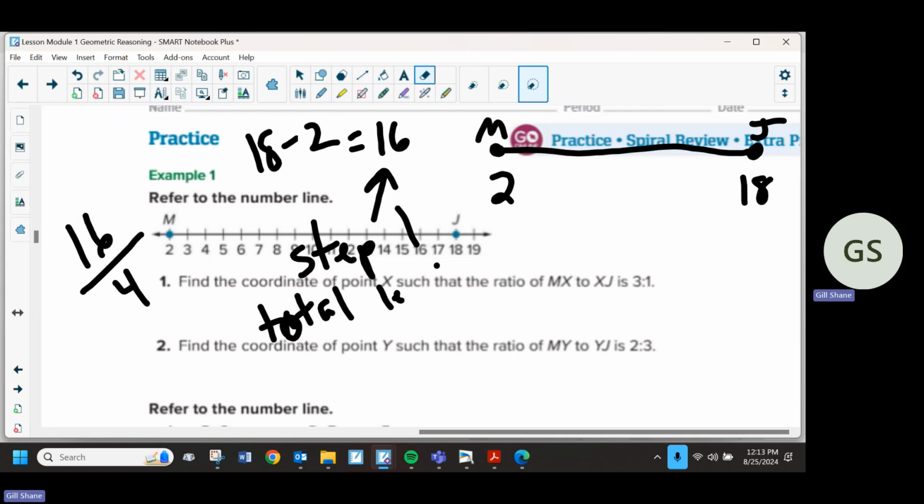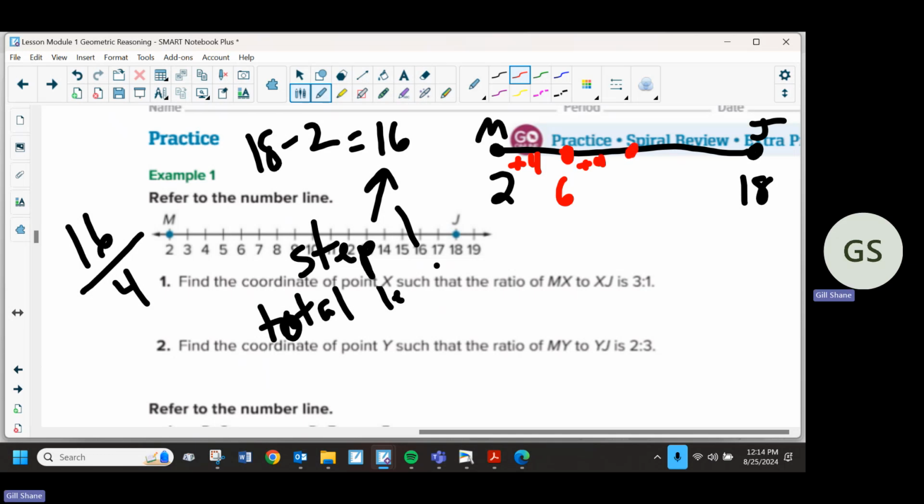So if each smaller segment is 4, which is what we came up with, and I want to create those 4 segments on this line, I just need to keep adding 4. So I would add 4 to the 2, and that would get me a point right about there. So 4 plus 2 is 6. Then I would add 4 again. Well, that would get me probably about there.